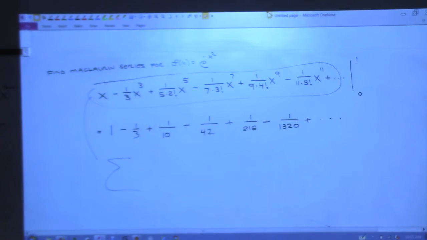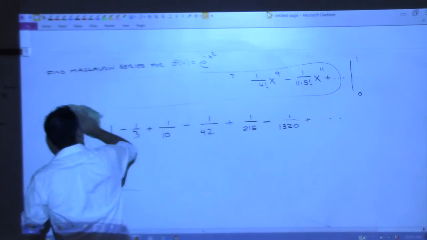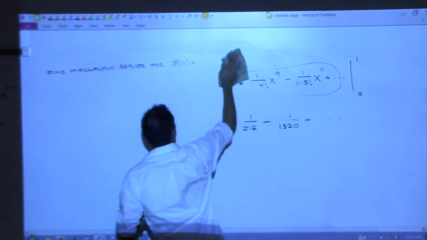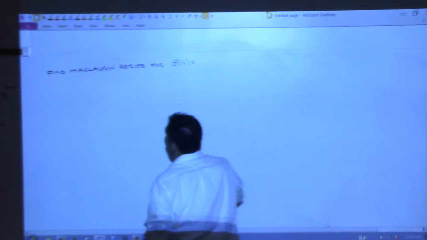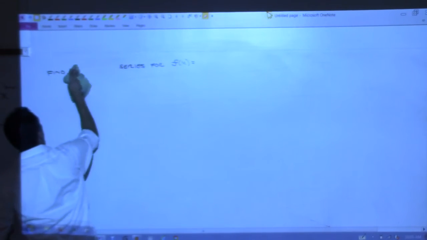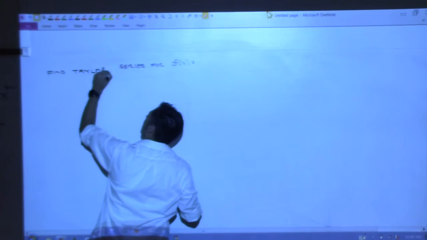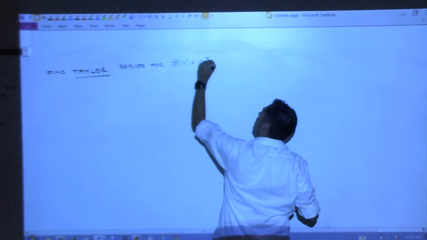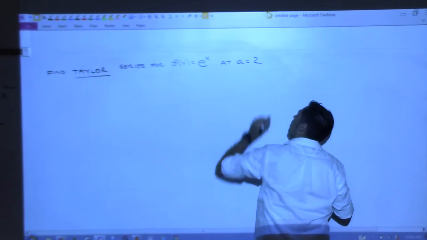How do I want to start with Taylor? All right, so find the Taylor series for f of x equals e to the x at a equals 2.